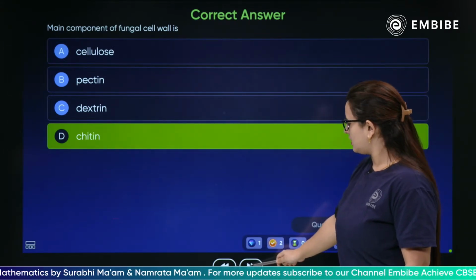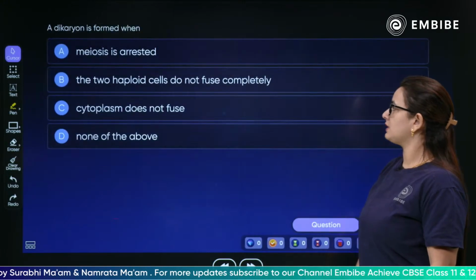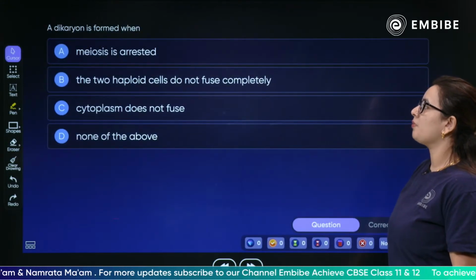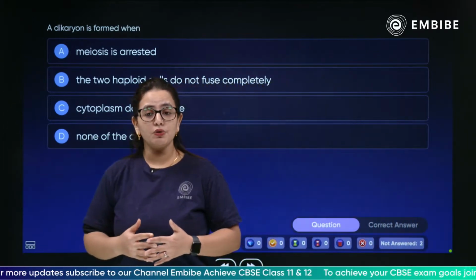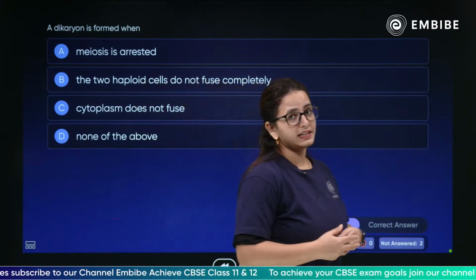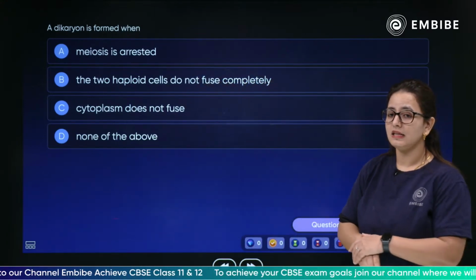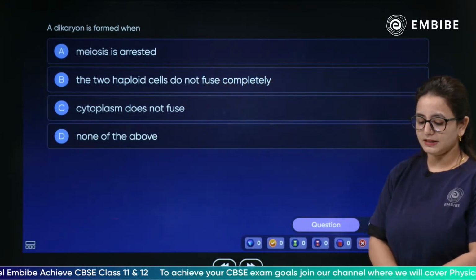The next question which comes into the limelight is: the dikaryon is formed when? How will the dikaryon be formed? I have told you how the karyogamy is taking place, and then the meiosis. What do you think? How is the dikaryon formed?